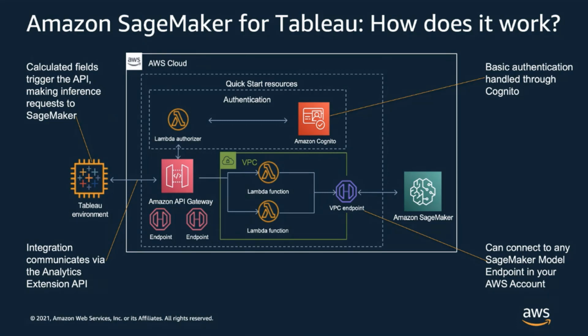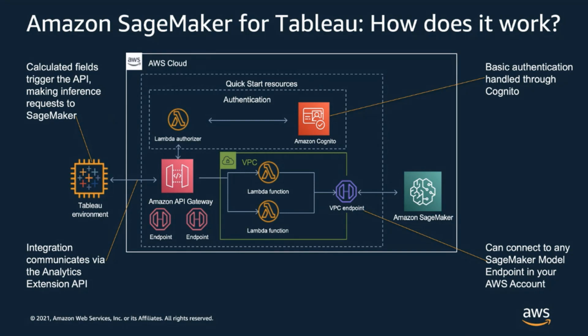If you look at the solution and how the Quick Start is deployed, the necessary IAM permissions are created that allow the integration to connect to any SageMaker model endpoint in your AWS account. And it allows you to govern and authorize users using Cognito by signing up and signing in different user accounts for different users who will be utilizing the integration and producing dashboards with SageMaker Insights.